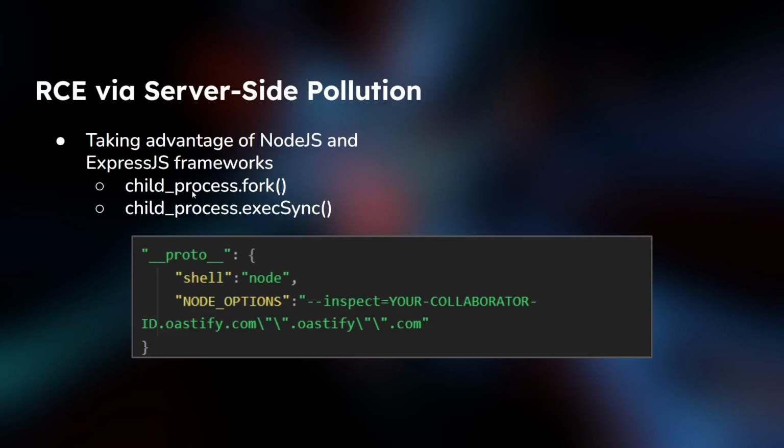child_process.fork is kind of similar, where it uses the execArgv property, which is just an array of strings, but you could include an array of different strings that basically spawn a child process, so you could perform remote code execution. And the same goes for child_process.execSync.